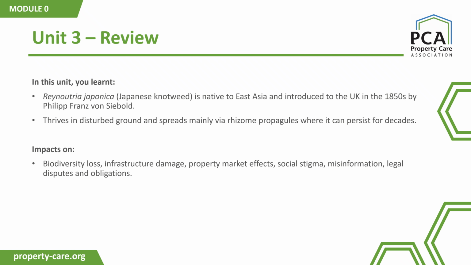In this unit, we looked at Japanese knotweed in a little bit more depth. We learnt that it is native to East Asia and was introduced to the UK in the 1850s by the botanist Philip Franz von Siebold. We saw how it thrives in disturbed ground from riverbanks to brownfield sites, and how its main method of spread in the UK is through rhizome propagules.